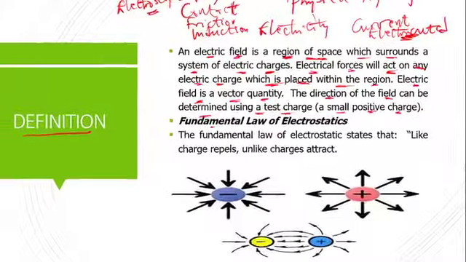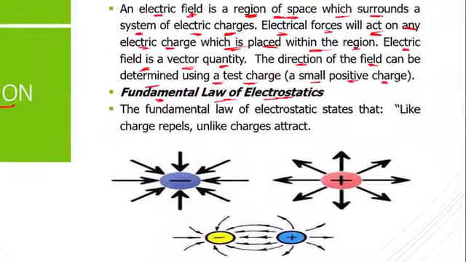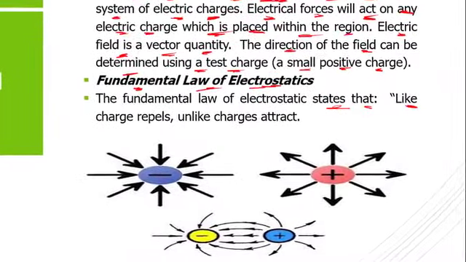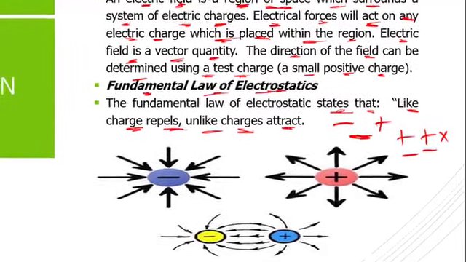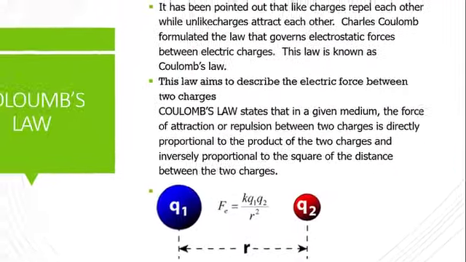Now we have what we call the fundamental law of electrostatics. This law states that like charges repel, unlike charges attract each other. So negative and positive will attract each other, but positive and positive will repel. Negative and negative will repel each other.